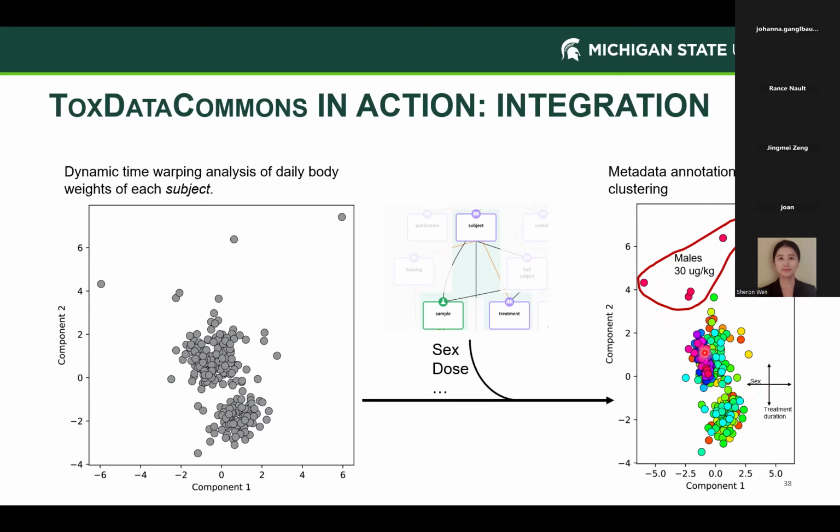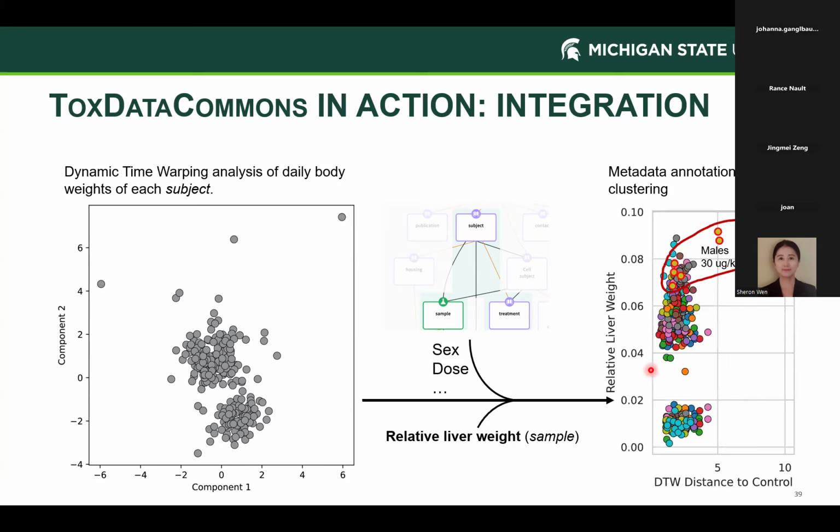In fact, it tends to separate along this axis by sex and this axis by treatment duration. We can do that because we have that metadata available in a computationally accessible way, which helps a lot. And we can also then correlate that to liver weights, because we collect liver weights when we do this as well. So how do the body weights correlate? Well, we can see that this is again the males, and some of them, the body weight correlates really well with that relative liver weight. But we can start again incorporating some of that metadata.